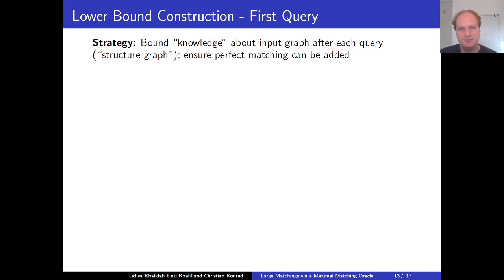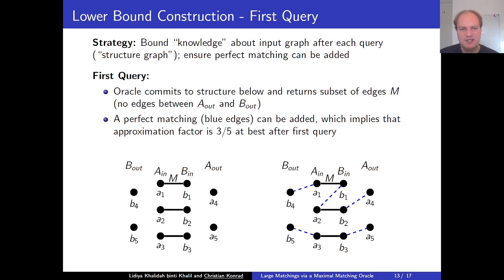player isn't aware of. So for example, after the first query, in the picture down here on the left, all that the player knows is that there is a matching of size 3 in this input graph, and we don't commit to any other edges, or the oracle doesn't commit to other non-edges. So all that we return is a subset. What the player will learn is a subset of the edges M that we see here.